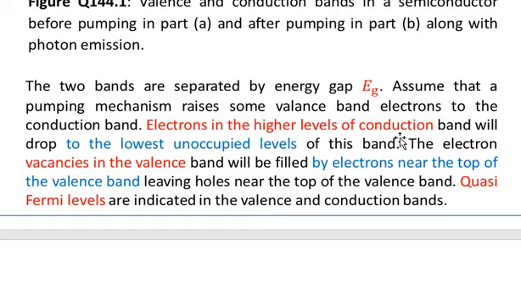Electrons in the higher levels of the conduction band will drop to the lowest unoccupied levels of this band. The electron vacancies in the valence band will be filled by the electrons near the top of the valence band, leaving holes near the top of the valence band. Quasi-Fermi levels are indicated in the valence band and the conduction band.